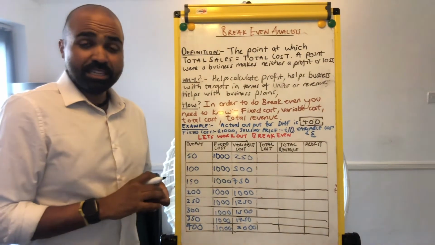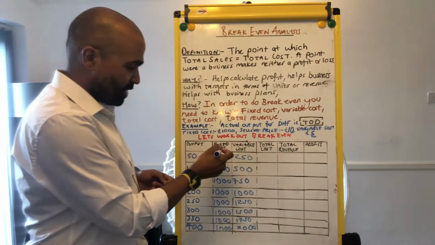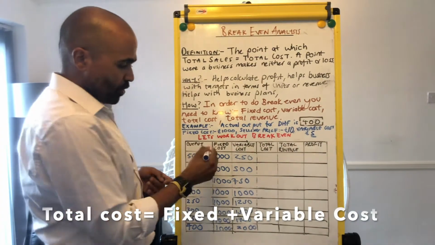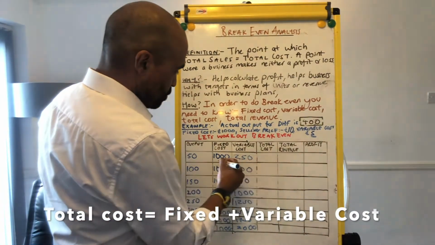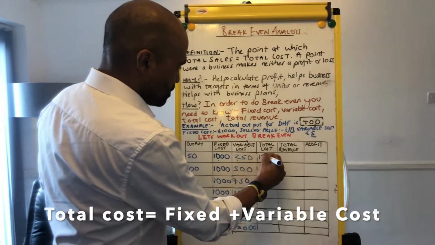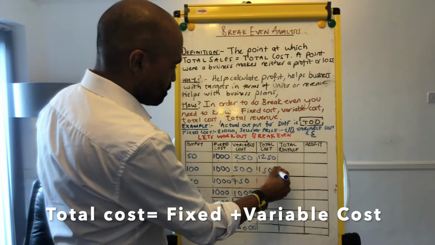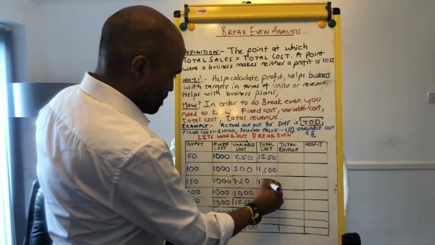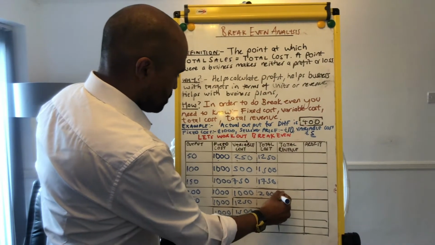So now we need to work out total cost. Now, to work out total cost, you have to add fixed cost and variable cost together. So we've got 1,000 here and 250. So we just do these two added together. That gives you 1,250. 1,000 plus 500 gives you 1,500. 1,000 plus 750 gives you 1,750. 1,000 plus 1,000 gives you 2,000.